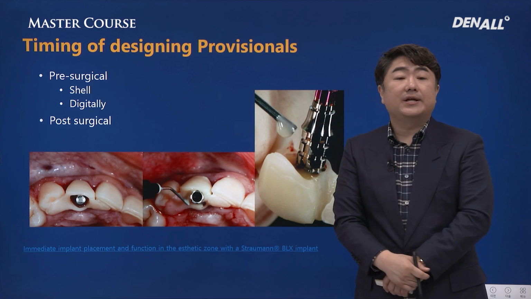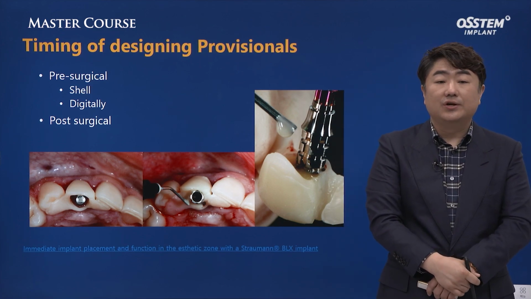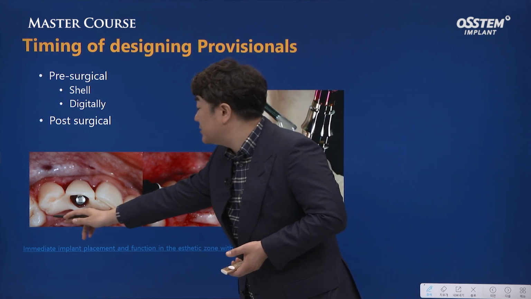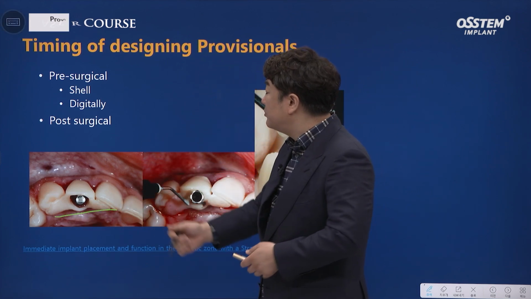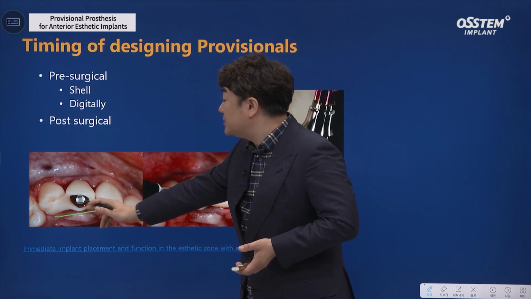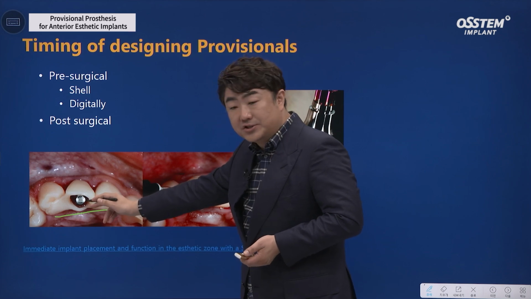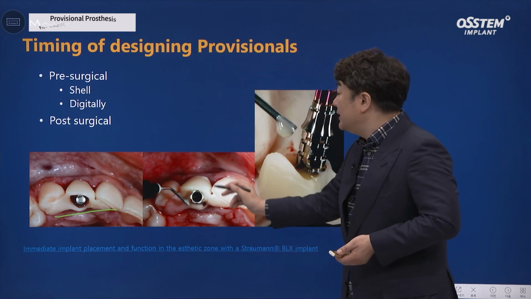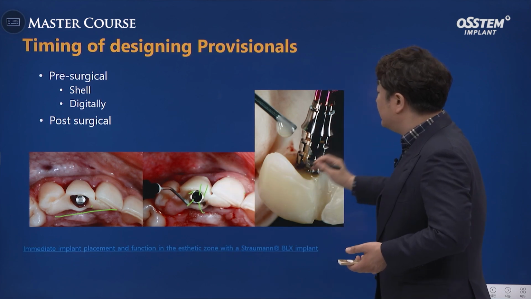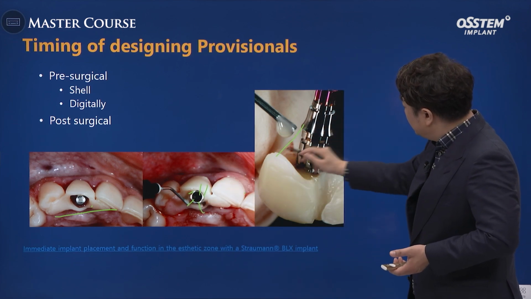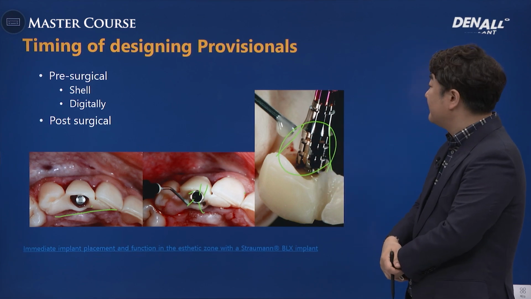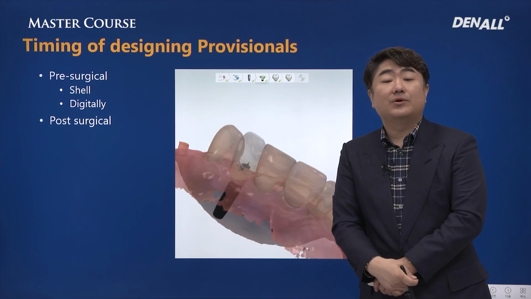When should we prepare provisionals? This can be prepared preoperatively using a shell for accurate positioning to the adjacent teeth. After implant placement, an appropriate abutment is connected. Through the hole, resin is injected. And after adhesion, here there's the room area. The transmucosal area is designed upon removal.